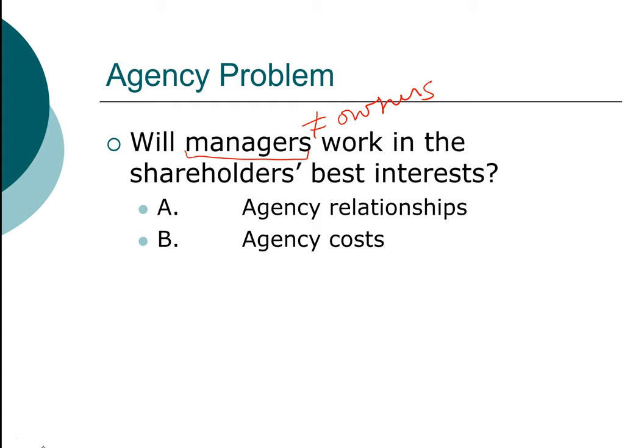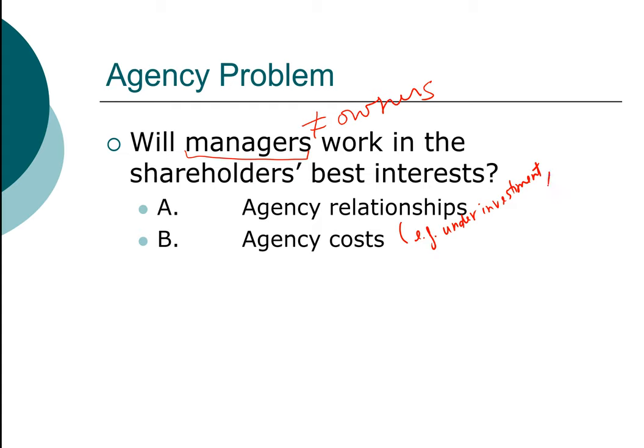So the cost can be expressed in two ways. One is managers not working in the best interest. One example would be underinvestment. A company may choose not to invest in a project because it's too much work. That would be shirking by the manager, or they may take excessive risk. So those are actions or inactions by the manager that are costly to shareholders.